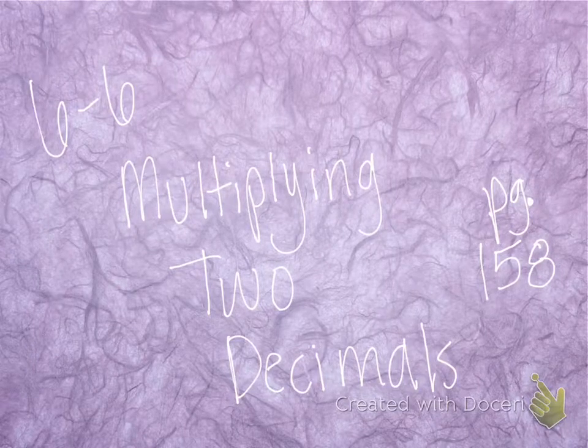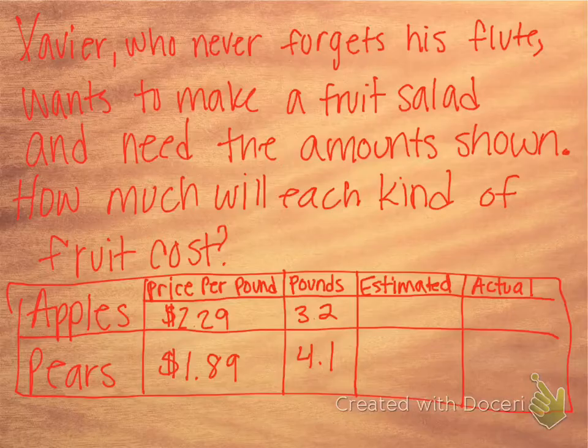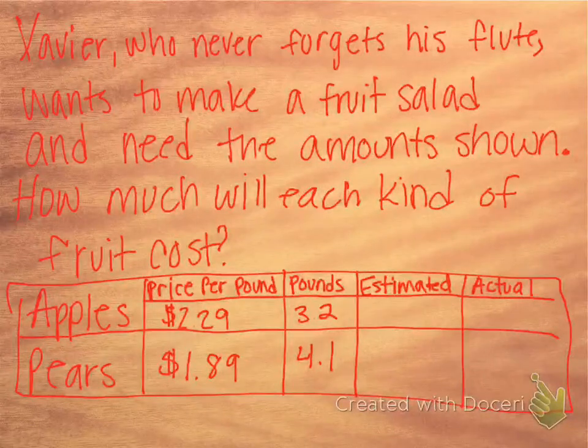All right, so today we are going to do 6-6 multiplying two decimals. This is on page 158 in your books. And I am going to go ahead and give you the problem that I would like you to pause your video and watch and write it down.